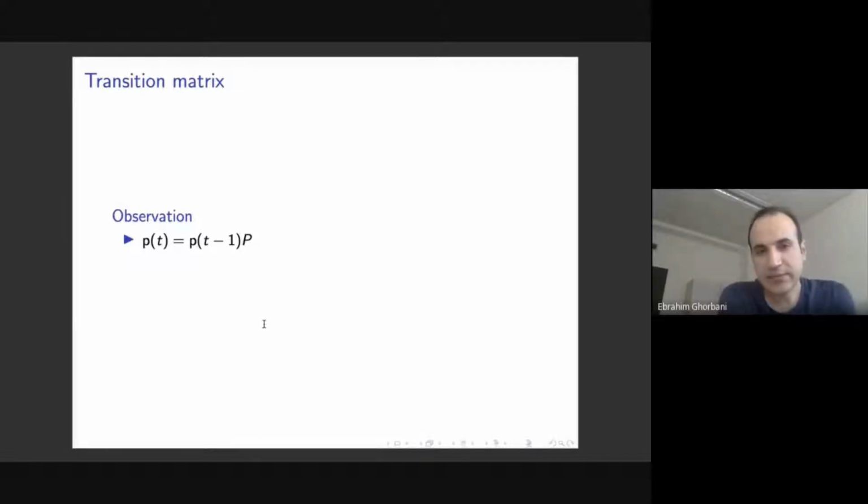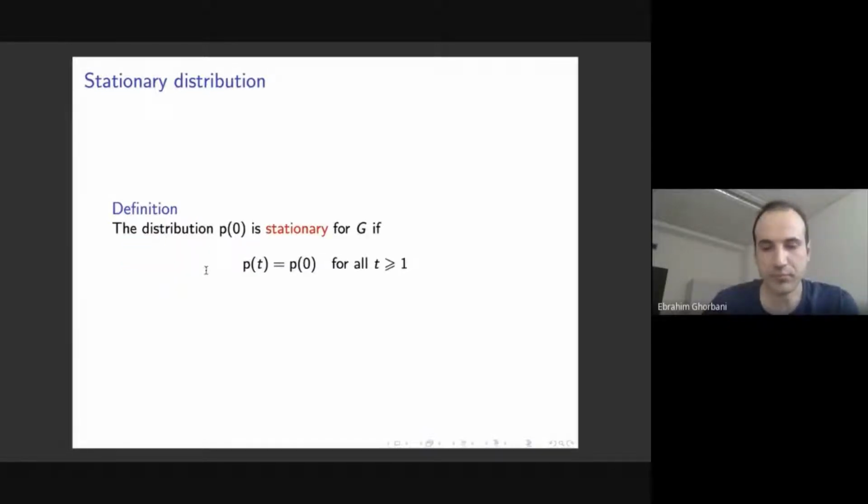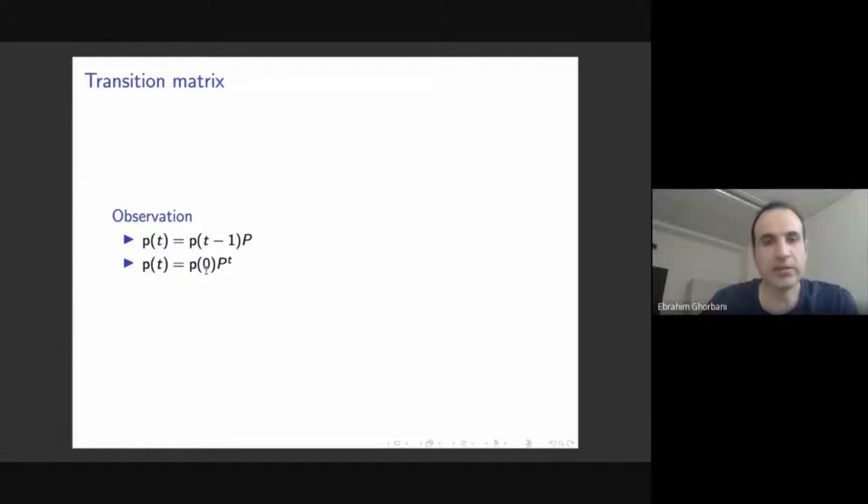So this observation helps us to find a limit for the distribution pt when t goes to infinity. By induction, we can see that pt is just p0 times P to the power t, where p0 was the initial distribution.